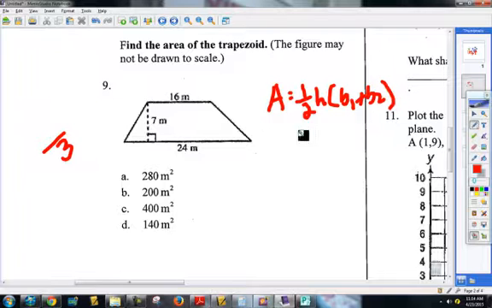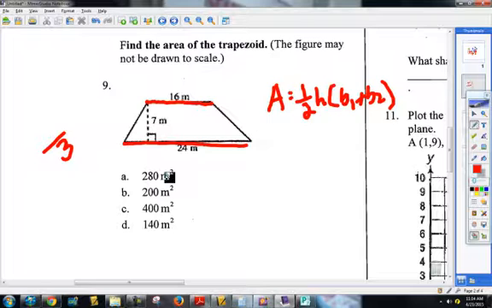Okay, so when I look at this right here, I'm just going to do a quick recap of what a trapezoid is. A trapezoid has one set of parallel sides. That's what makes it different from parallelograms. Parallelograms have two sets of parallel sides. Opposite sides are parallel. Trapezoids only have one set of parallel sides.